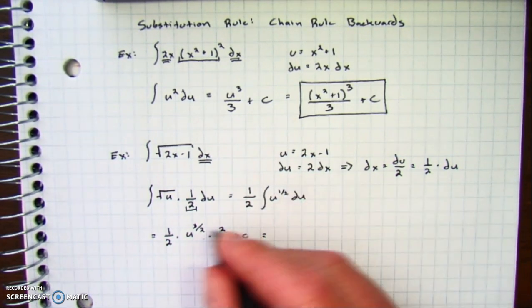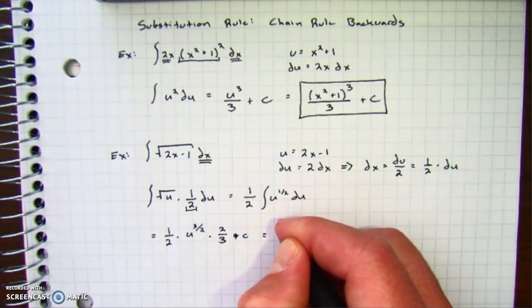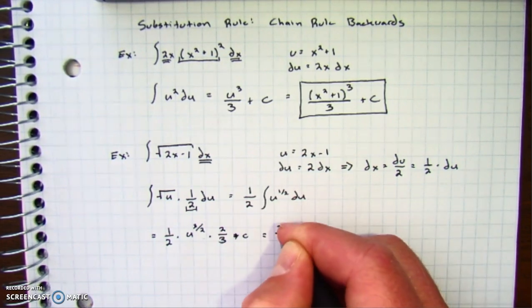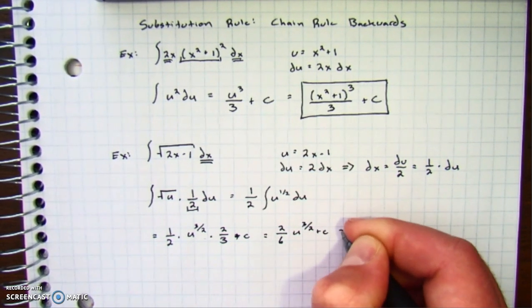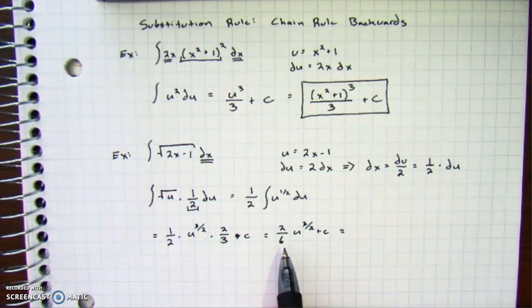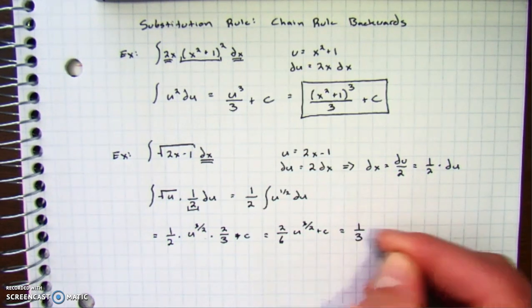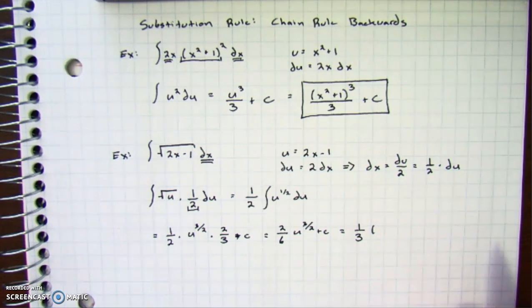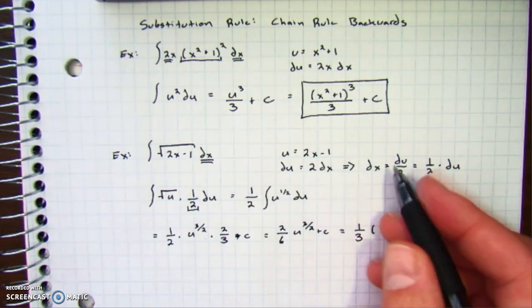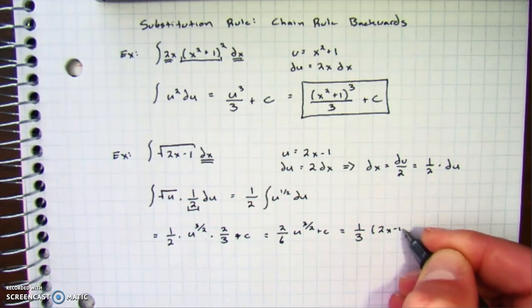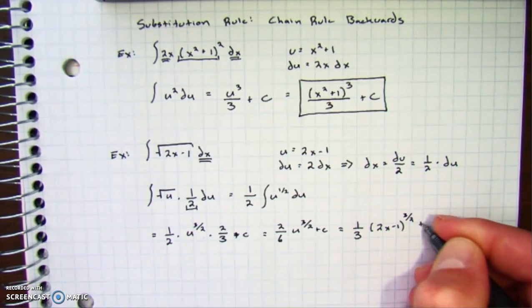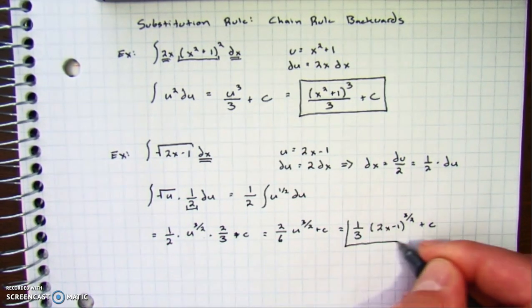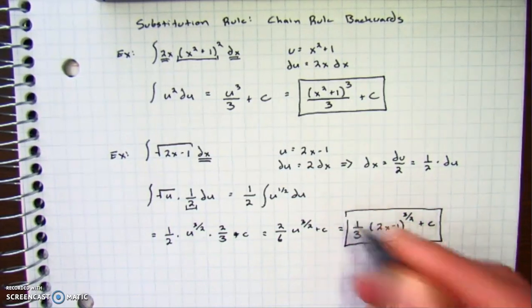Okay, we're getting close. Let's combine this fraction. So I've got 2 times 1 is 2. 2 times 3 is 6 times u to the 3/2 plus c. So then let's just simplify this down. So this is going to get me 1/3 u to the 3/2. And then now let's just substitute u back in here. All right, so up here, u is 2x minus 1, all right, to the 3/2 plus c. All right, there we have it.